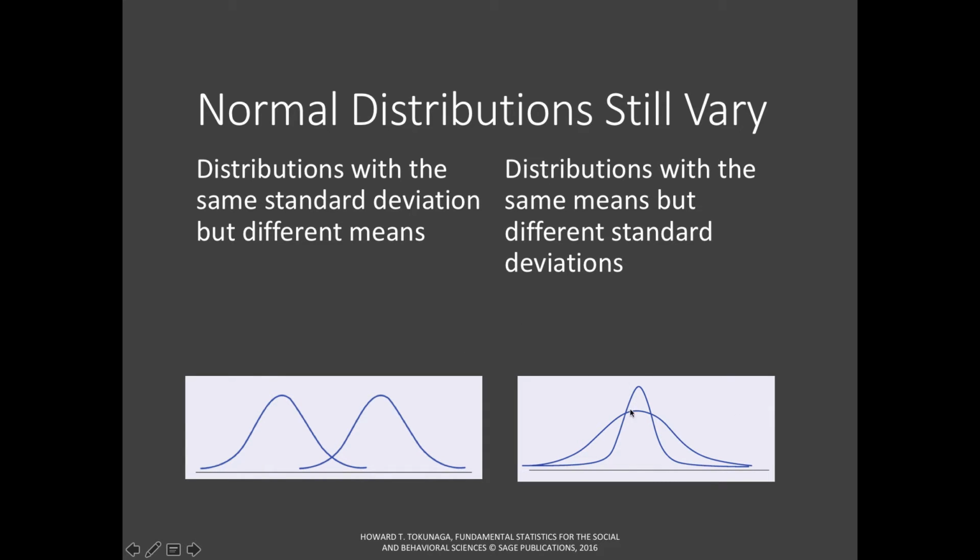This other picture on the right here shows distributions that have the same means but different standard deviations. And that's because one comes up higher, faster than this other one. So one's more spread out, so the standard deviation is bigger, while the other is taller and skinnier, so the standard deviation is smaller.